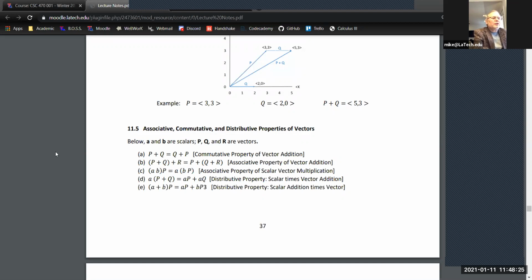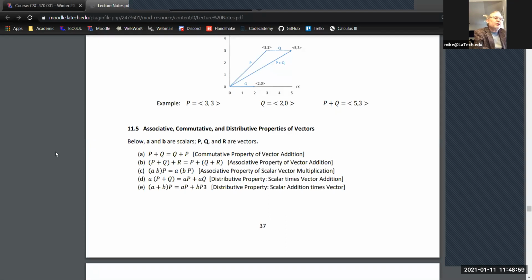And you can look at scalars versus vector multiplication. So if I have a and b, and remember those are numbers like 2 and 5 and 7, things like that. If I multiplied those together and then took that resulting scalar and multiplied it times the vector p, I would get exactly the same result as if I took the quantity b, multiplied that times the vector p, and then took the result of that and multiplied a times it. So again, that's associative.